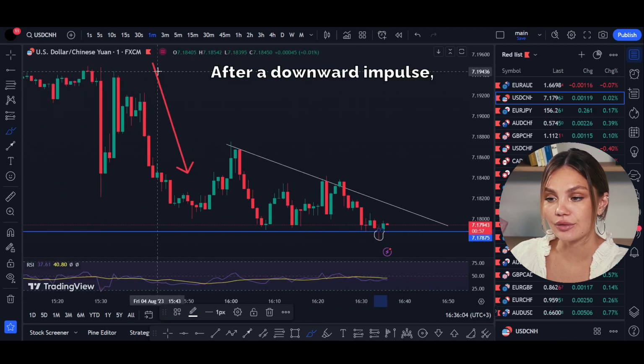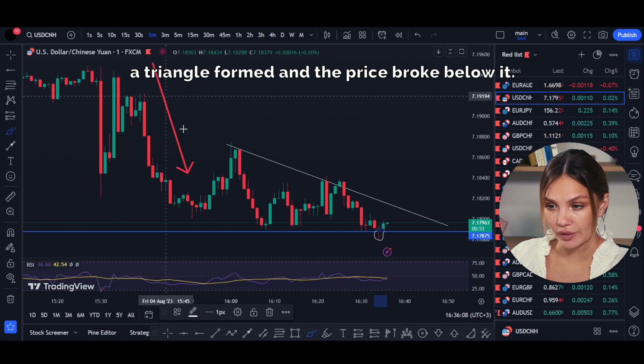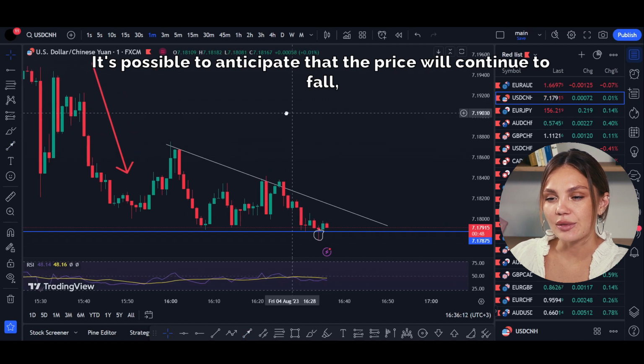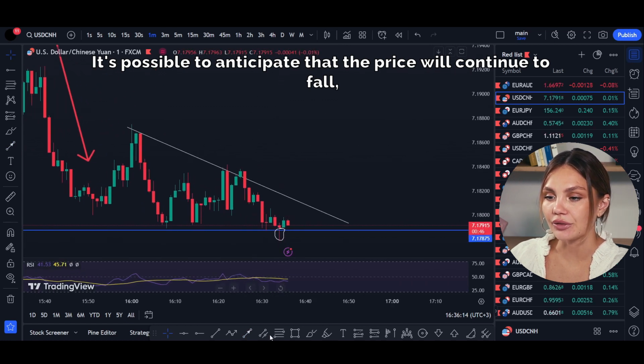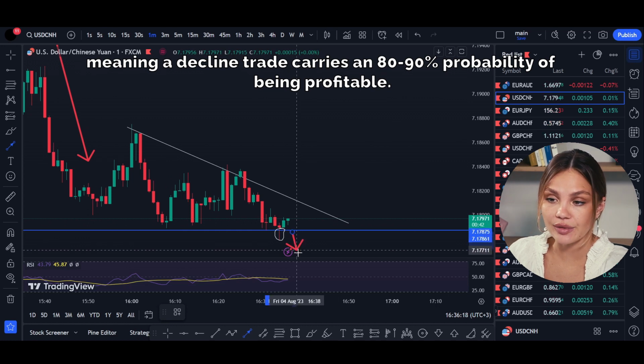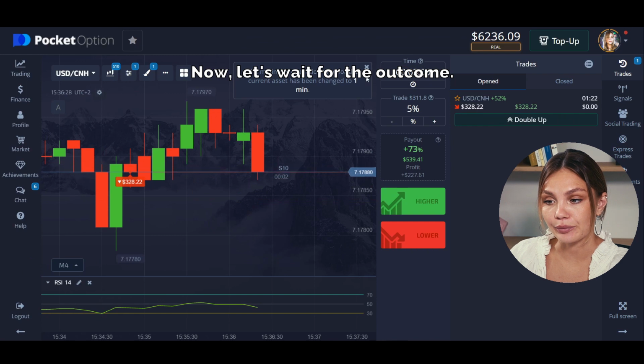After a downward impulse, a triangle formed and the price broke below it. Therefore, it's recommended to enter for a decline. It's possible to anticipate that the price will continue to fall, meaning a decline trade carries an 80–90% probability of being profitable. Now, let's wait for the outcome.